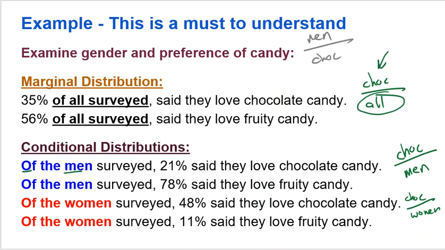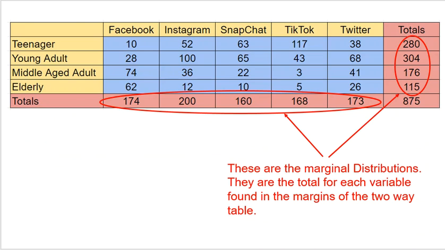And as we look at a table here, now this should make a lot of sense. So here is some data that we saw in the previous video, but this data was collected looking at age of respondents in terms of a category: teenager, young adult, middle-aged adult, and elderly, and looking at what is their favorite social media app that they use: Facebook, Instagram, Snapchat, TikTok, or Twitter. So again, the marginal distributions are in the totals.